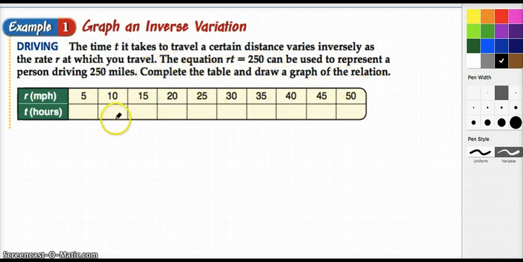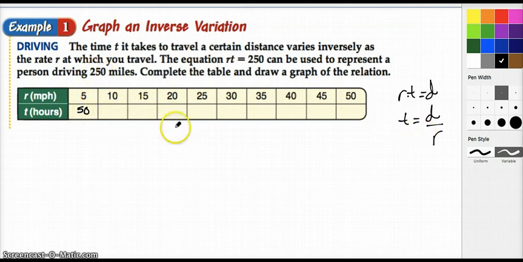Okay, so let's go ahead. This is kind of fun. If this person were driving 250 miles at a rate of 5 miles per hour, how many hours would it take them? Well, clearly this is rate times time equals distance. If you wanted to find the time, the time is equal to distance divided by the rate. So if we take 250 and divide it by 5, we get 50. So it would take us 50 hours if we were driving at a rate of 5 miles per hour to go 250 miles. And we'll continue by filling this in.